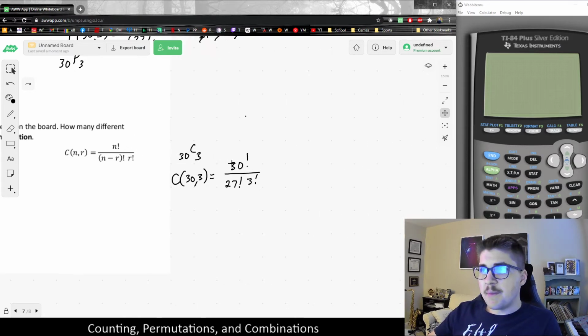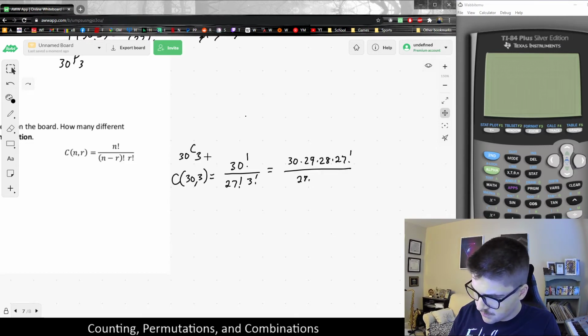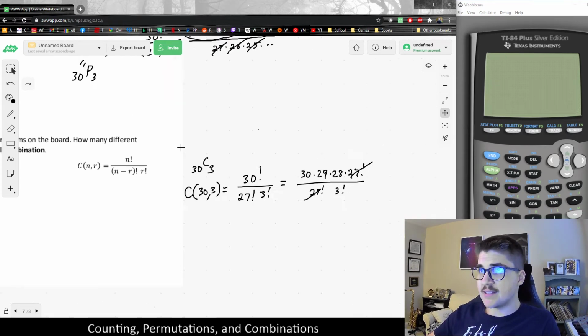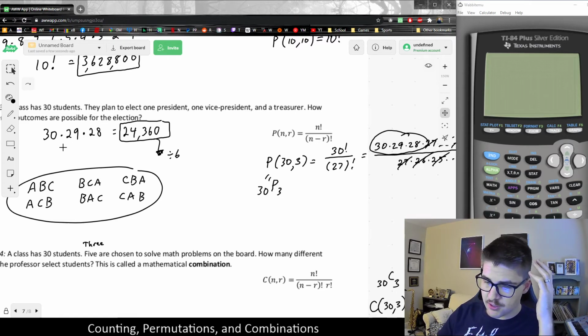So in this case, we're going to take the exact same ratio, and if we perform cancellation, the 27 factorial would cancel, because 30 factorial is equal to 30 times 29 times 28 times 27 factorial. And the 27 factorials will cancel. This would leave us with 30 times 29 times 28, notice divided by 6. And that's what I was trying to say earlier, when I was explaining that if the order does not matter, these would all be the same answer.